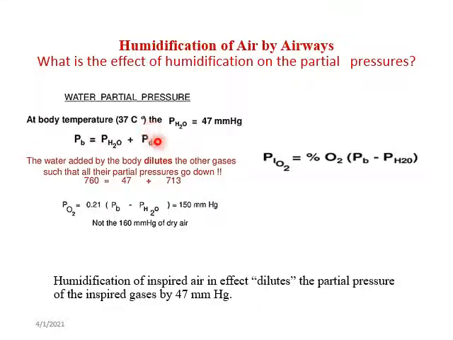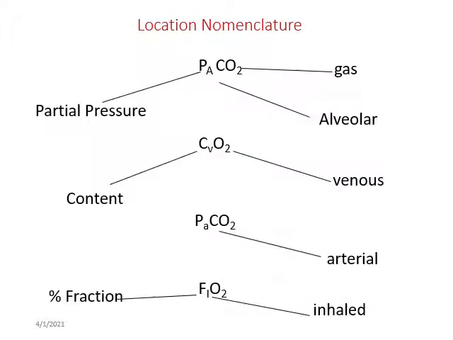So if this is the barometric pressure, or the atmospheric pressure, which is equal to 760, in the airways this total pressure will be equal to the water vapor pressure plus the dry gas pressure. In other words, there will be dilution of the gas, or dilution of the partial pressure, if you want to call it. So if you want to calculate the PO2 in the airways after it's humidified, the percentage doesn't change, but you have to subtract the water vapor pressure from the atmospheric pressure. And that's the formula for it. So if you do it, instead of having 160, as in the dry air, it's going to be 150.